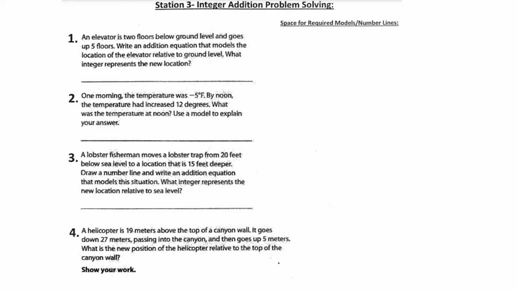Number 4, a helicopter is 19 meters above the top of a canyon wall. It goes down 27 meters, passing into the canyon, and then goes up 5 meters. What is the new position of the helicopter relative to the top of the canyon wall? Show your work.